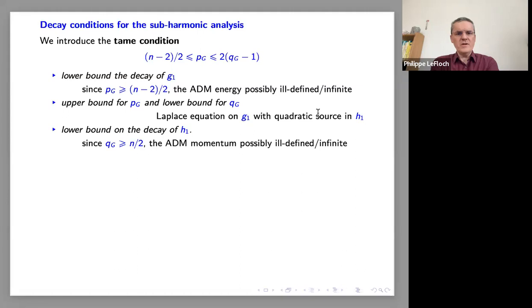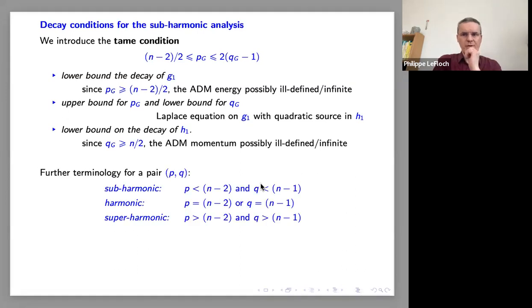Now, the second inequality implies a lower bound for QG, bigger or equal to n/2, and this is the same. This is just the limiting case for the ADM momentum to be defined. Okay, so again, you want a strict inequality, you can do that, but for us, it's more natural to also include that. Now, there will be sub-harmonic conditions, harmonic conditions, super-harmonic conditions, and basically the three regimes will correspond to three different results, except that I'm only showing you sub-harmonic and super-harmonic results. But depending on the exponents, you will get different results.